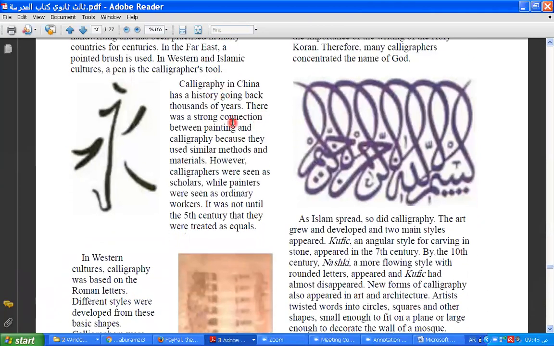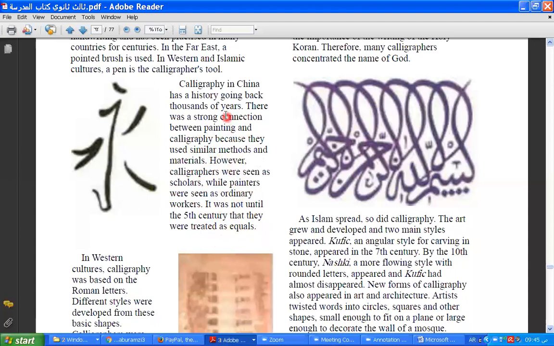So you will read this, Abdullah, then we will see which title we can choose for this. Okay. Yes. Calligraphy in China has a history going back thousands of years. There was a strong connection between painting and calligraphy because they used similar methods and materials. However, calligraphers were seen as scholars, while painters were seen as ordinary workers. It was not until the 5th century that they were treated as equals.